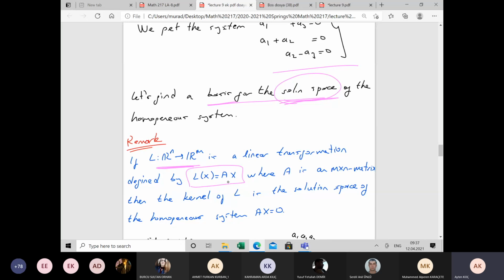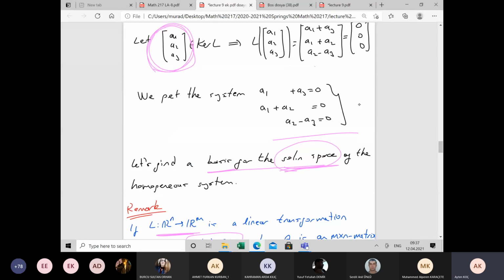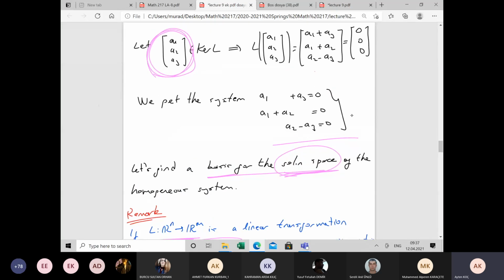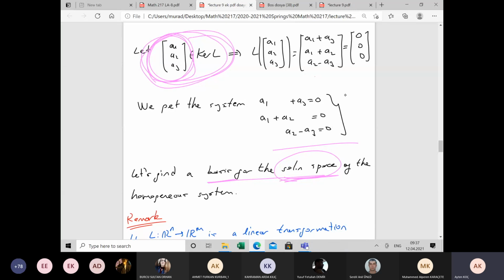Then the kernel of L is the solution space of the homogeneous system. It is easy to see this: take an arbitrary vector in the kernel of L, and we obtain a homogeneous system. Our aim is to find these vectors, a sub 1, a sub 2, a sub 3. This gives the solution space, and the solution space is the kernel. Our aim is to find the basis for the kernel, which means finding the basis for the solution space.